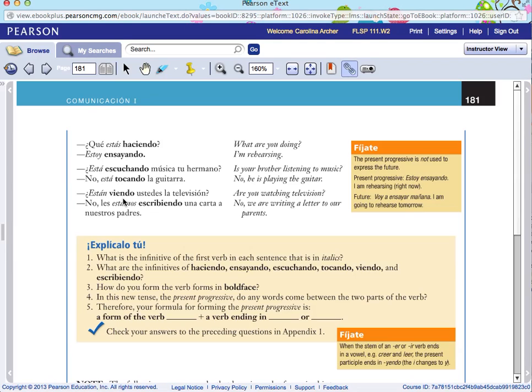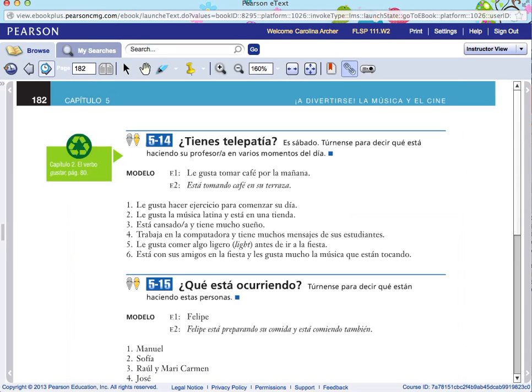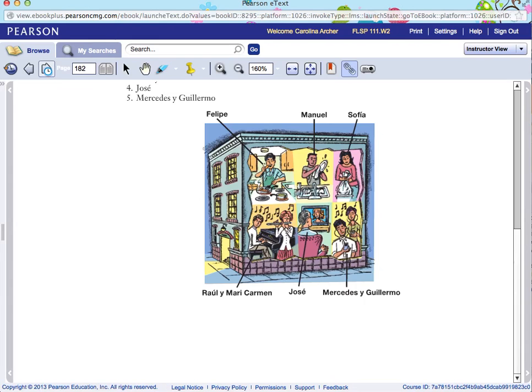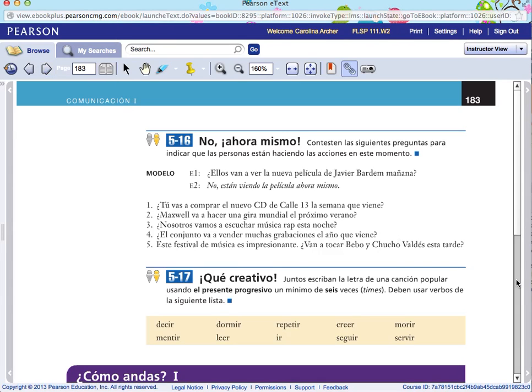Ver is an ER verb. It's viendo. Okay. Escribir, escribiendo. Okay. And we have to conjugate estar. Estoy, estás, está, estamos, están, plus el participio. ¿Sí? Okay, muy bien.